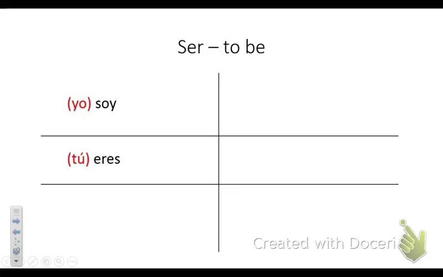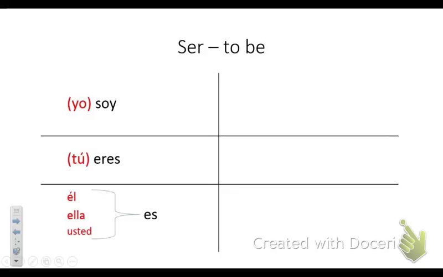Now, if you notice, the pronouns for these two boxes are put in parentheses because you don't absolutely need to say them for people to understand what you're saying. You can say yo soy de Idaho and people understand you, or you can just leave the pronoun off and say soy de Idaho and people will still know what you're saying because this is the only pronoun that matches with these conjugations. Okay, so we're conjugating the form of ser so we know who is doing the action and when the action takes place. These are all present tense conjugations.